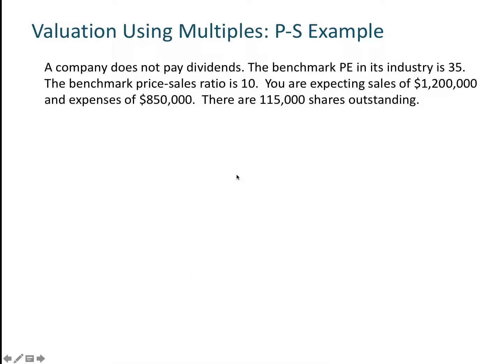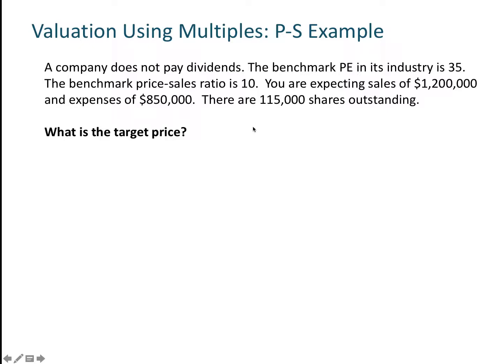Same example that we used in the PE as far as the company. They're not paying dividends. The PE ratio is 35, but we're not going to use that in this case, but it's still the same example. The benchmark price to sales ratio is 10. Sales 1.2 million, expenses 850,000, again 115,000 shares outstanding.